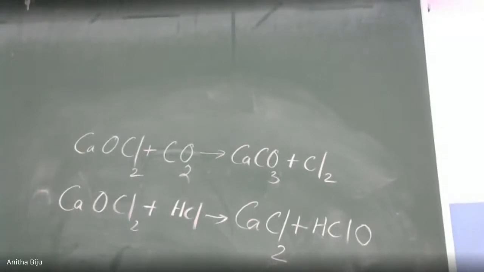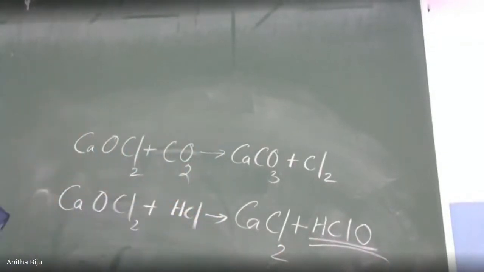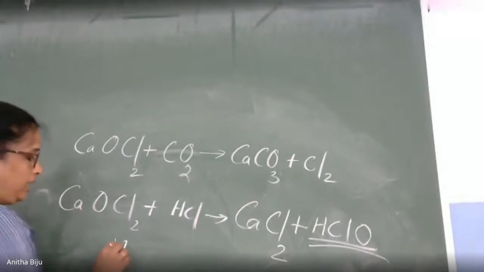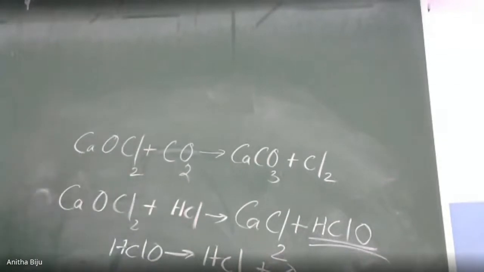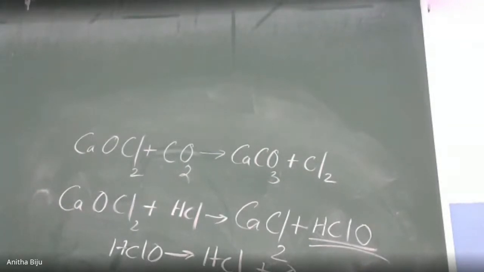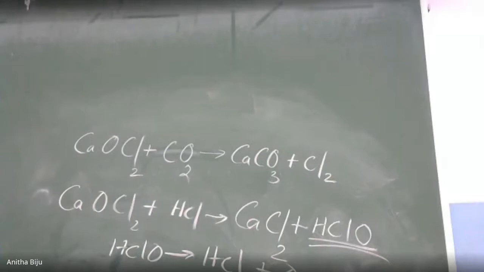Now, what will happen next? This is a highly unstable compound. Which one? HOCl. This HOCl undergoes decomposition, forming HCl plus O. And this oxygen is known as nascent oxygen. Nascent means newly formed oxygen. It functions as an oxidizing agent. And because of this oxygen, bleaching powder functions as a bleaching agent.